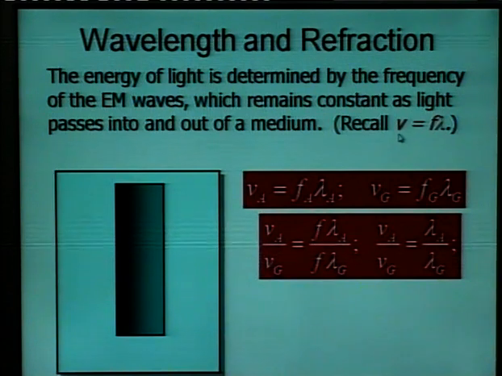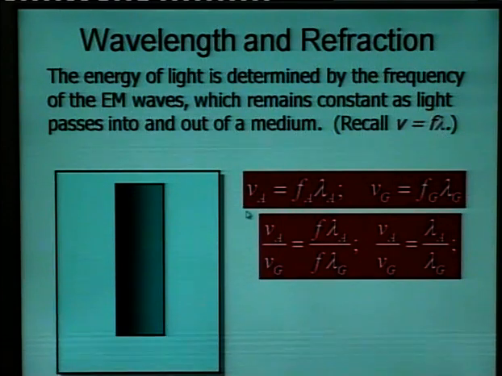Also we know that velocity is frequency into wavelength. If velocity changes then wavelength will change. Frequency does not change because energy does not change. So this ratio of velocity in Snell's law can also now be represented as a ratio of wavelengths.